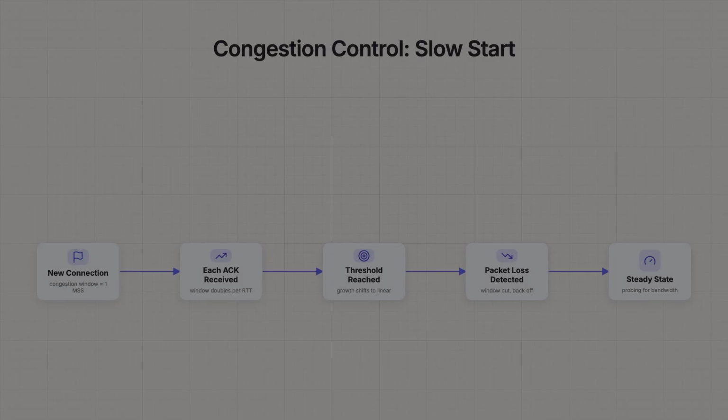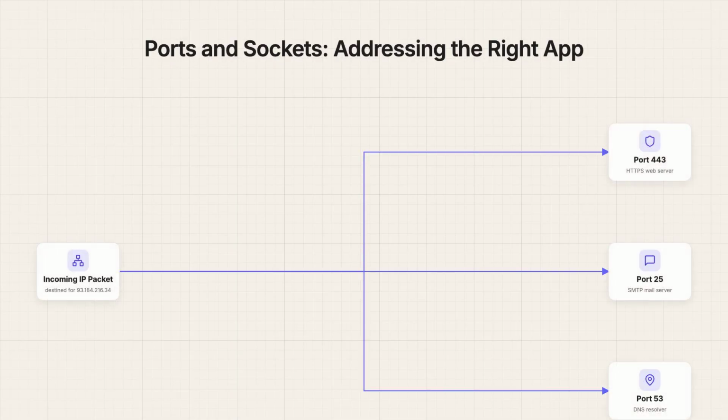An IP address identifies a machine, but a port number identifies which program on that machine should receive the data. The TCP or UDP header carries a source port and a destination port. A socket is the combination of IP address and port. Well-known ports like 443 for HTTPS and 25 for mail let clients always know where to connect.